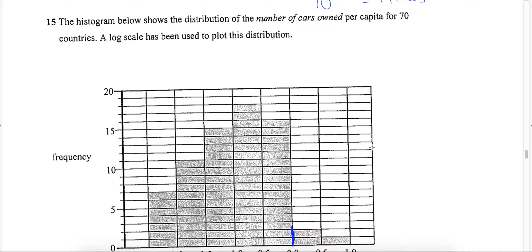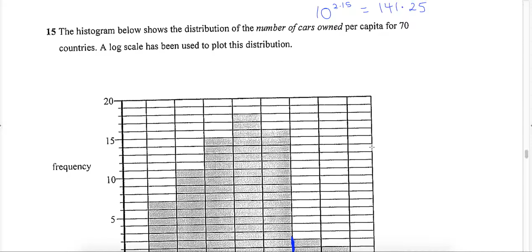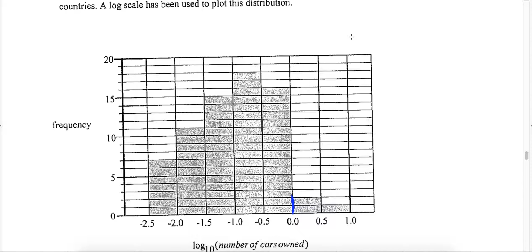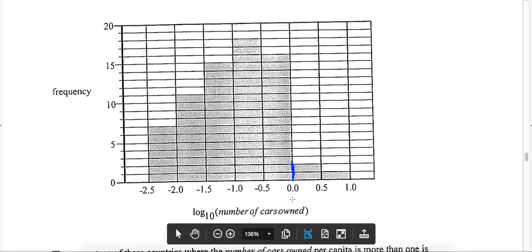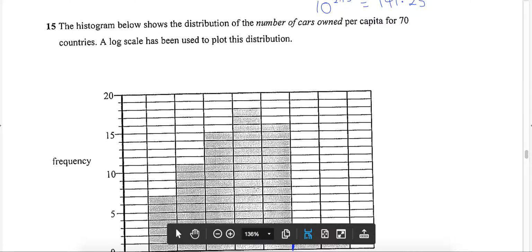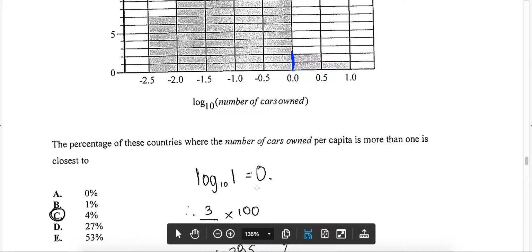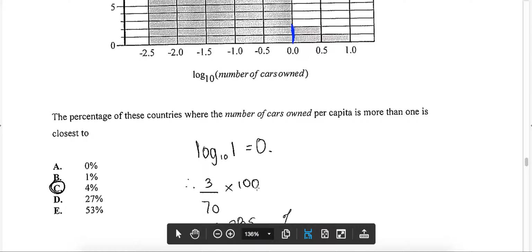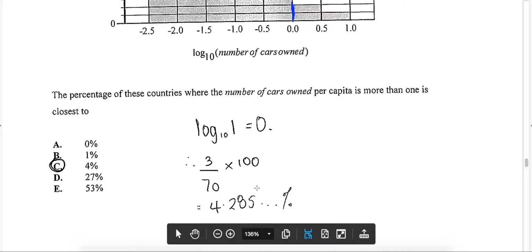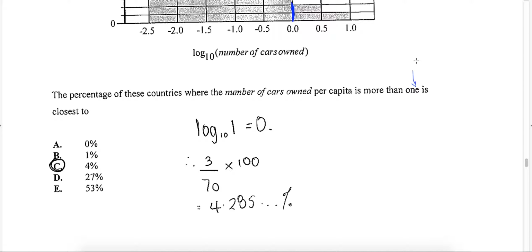All right, so the next one. Here we have number of cars owned per capita for 70 countries. And we've got a log display there. Here it is, log 10, number of cars owned. So we've got 70 countries altogether. So that's important because I'm going to use that. Now we want the percentage where number of cars owned is more than 1. Okay, so this is saying just one car owned. So this is just cars owned. This is just the original value.